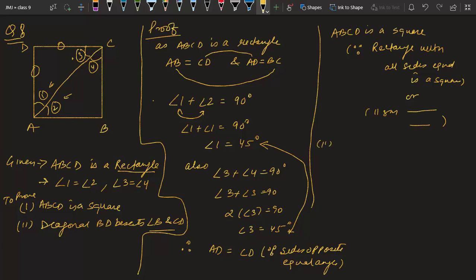The second part is we have to prove diagonal BD bisects angle B and angle D. So for this part, let me draw this diagonal and give you a hint. We have to prove angle 5 is equal to angle 6 and angle 7 is equal to angle 8. In similar fashion, as it is a square now, or earlier it was a rectangle, at that time also we could have said this thing, but now to prove this you have to see what the possible options are. Try to see first. Okay, I think you have given a lot of time to it.